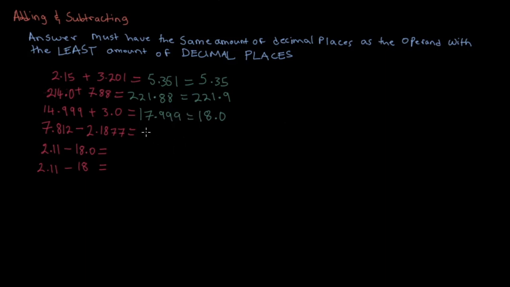How about this one right here? So we're doing a subtraction. Okay, punch this into our calculator. We get 5.6243. And this is not to the right amount of decimal places. Okay, the fewest amount of decimal places here is 3. So we're going to write this number to 3 decimal places. So we're going to write 5.624. We're going to drop the 3.